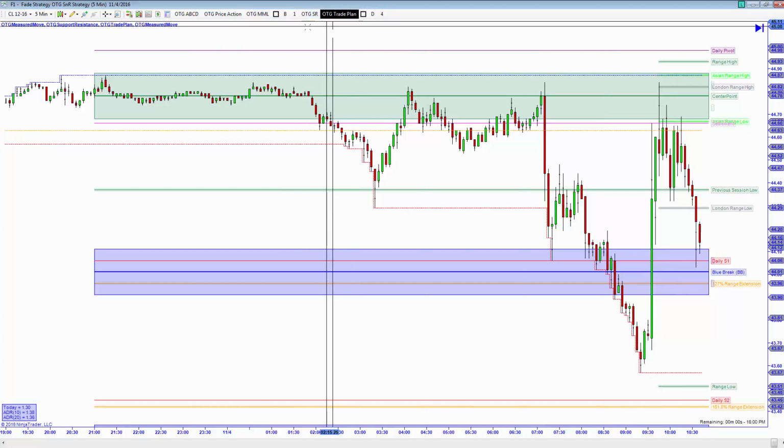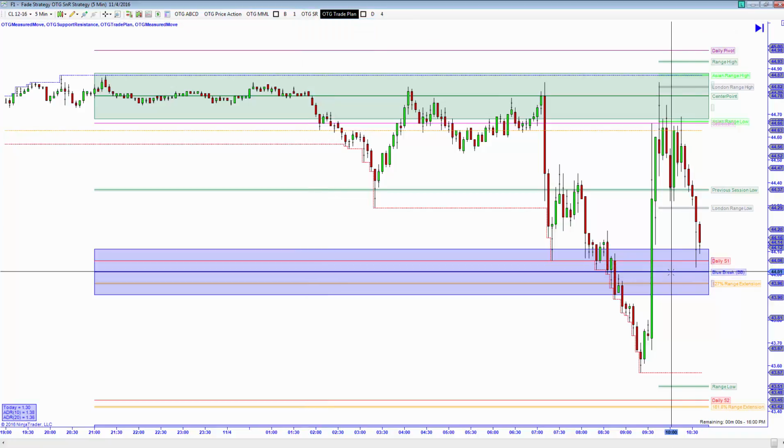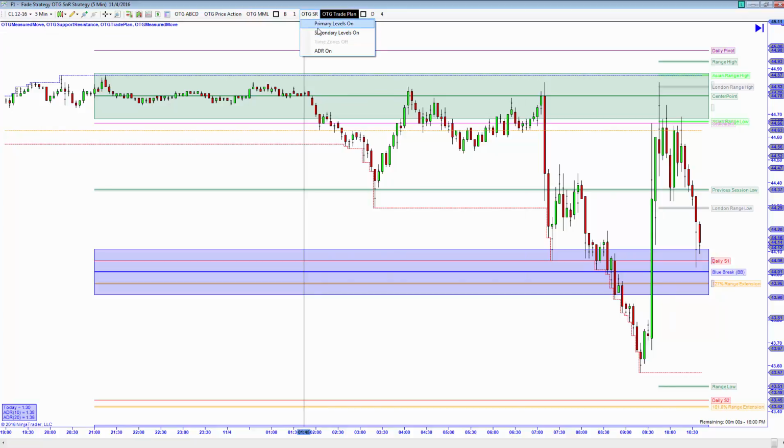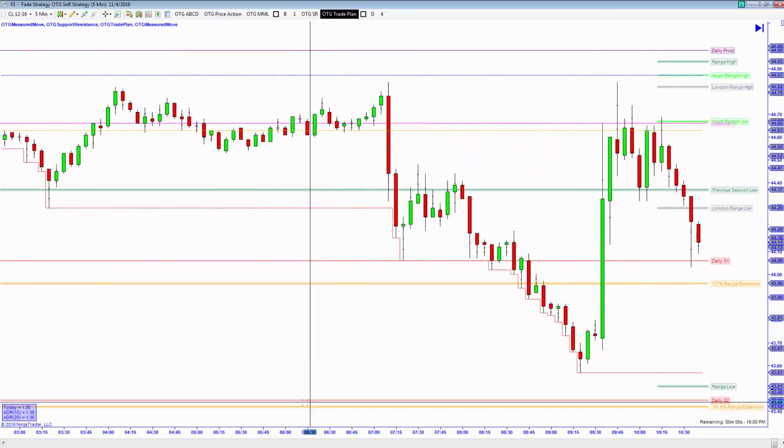So what I'm going to do here, I'm going to turn off these. I'm just going to draw your attention to the fact that we had a targeting area down around 4401 today. I'm going to turn these levels off for just a moment. We're going to take a look at these secondary levels.